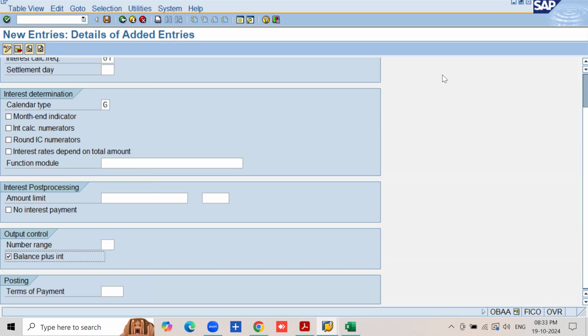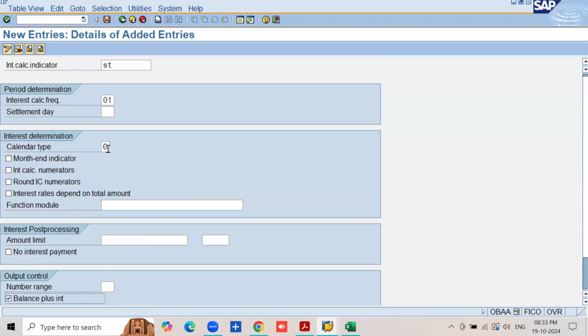Means, see, when the system calculates interest, the system will display a separate line. What is the total amount of loan outstanding, or what is the total amount of loan to be paid to the bank as on that day, including interest. This I will show you after calculation of interest.